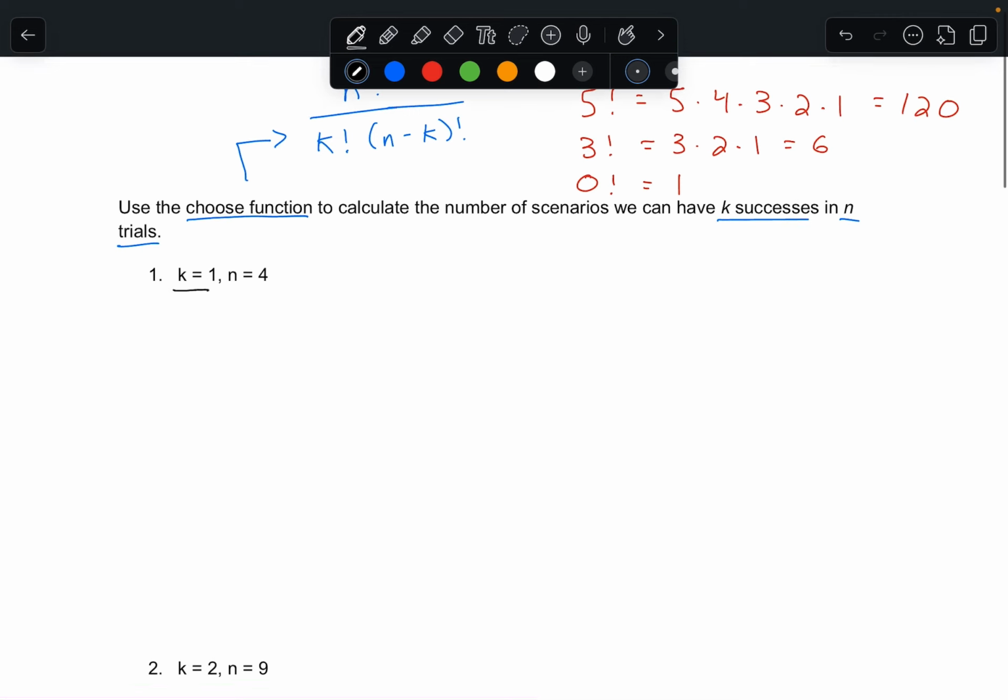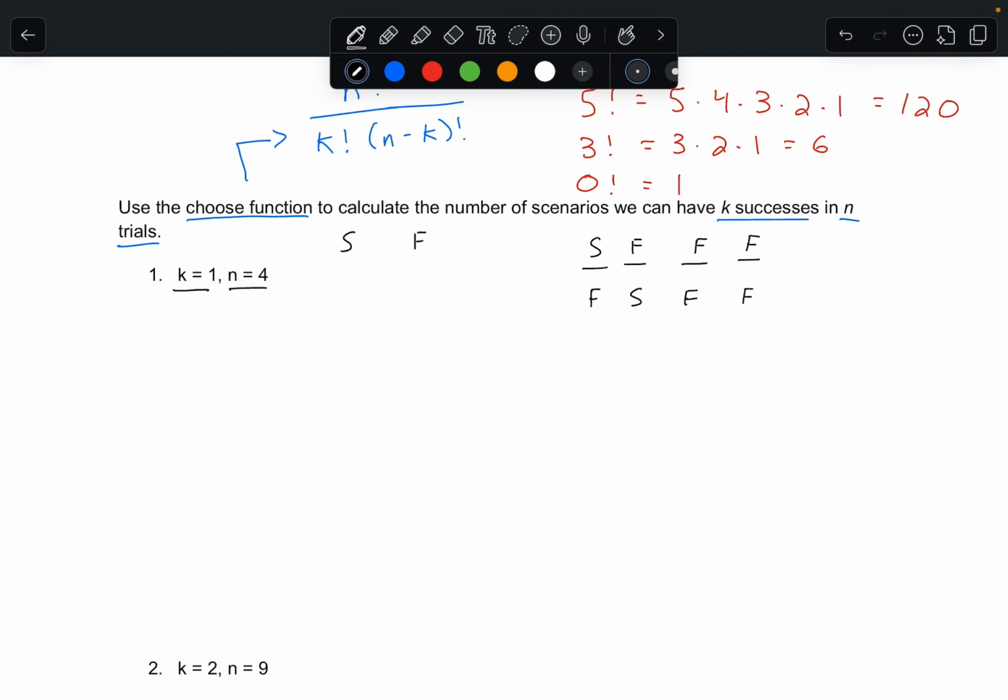So when we have k equals 1 success, n is equal to 4. This problem is actually not terribly difficult to do by hand. What we're really doing is thinking about how we can arrange that 1 success in 4 trials, and you could actually list these out. If I had S for success and F for failure, and I'm running 4 trials, you could have success, failure, failure, failure. So maybe the first trial is a success, and the last 3 are failures. And we could arrange that in a number of different ways.